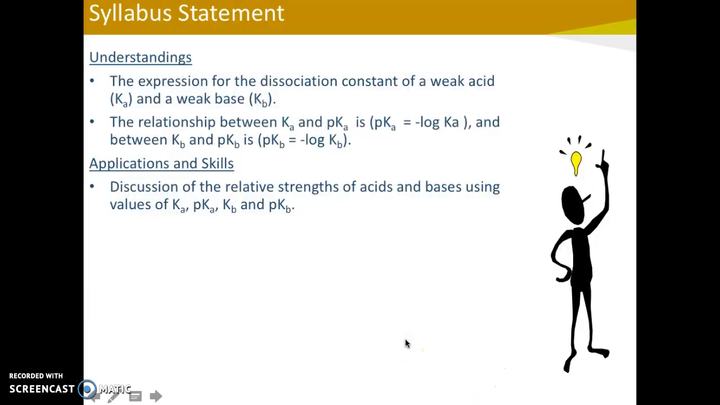All right, so right now what we're going to talk about is dissociation constants for a weak acid and a weak base, and think about the relationship between Ka, pKa, Kb, and pKb. As you can see here, the relationship is this. This is a logarithmic constant for Ka. This is the logarithmic constant for Kb.